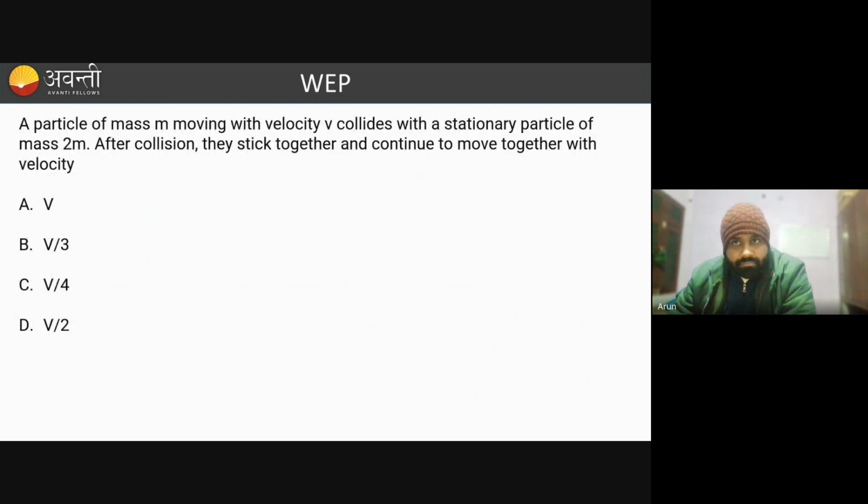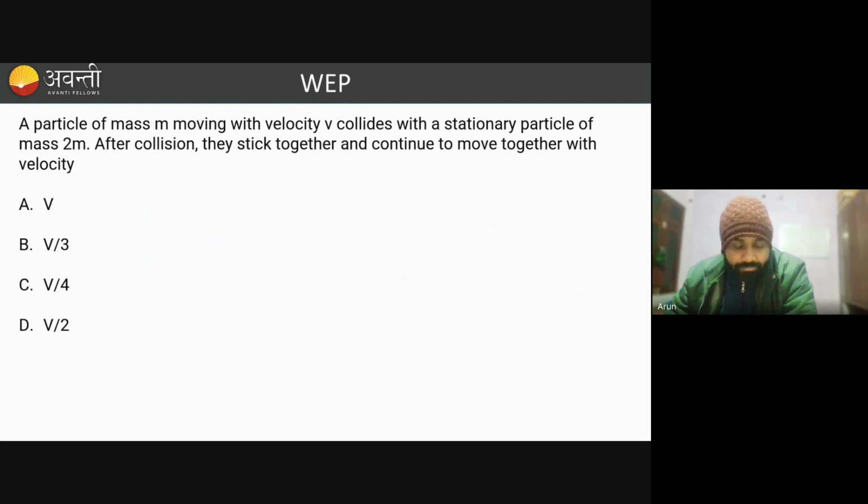Now, a particle of mass m moving with velocity v collides with a stationary particle of mass 2m. After collision, they stick together and continue to move together with a velocity. So that velocity we have to calculate. Now, this question directly or indirectly conveys to you that this collision is a perfectly inelastic collision. I have told you in the previous class.